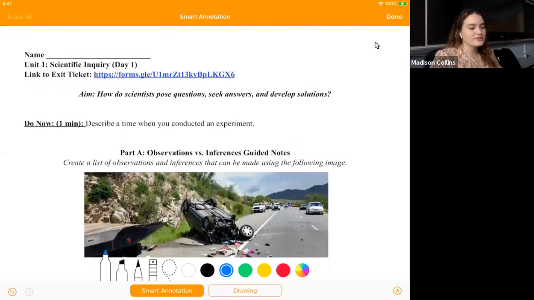So I have downloaded this form as a PDF so I can write on it. But if you are doing this on the computer or on your phone and just want to type on the document in Google Drive, it is perfectly fine as well. So do whatever is easiest for you. All right, let's get started.